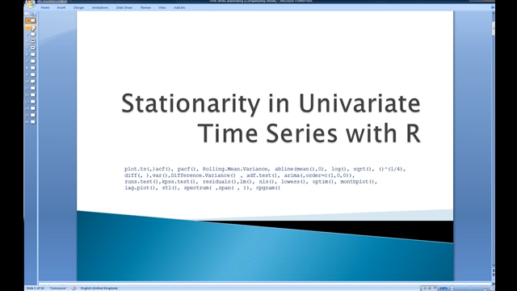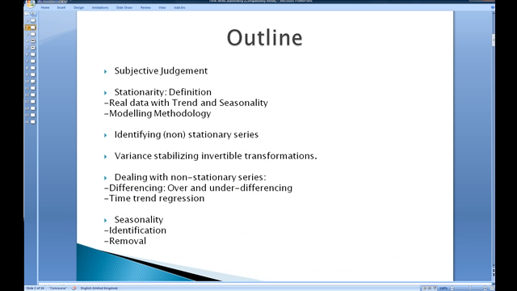Here's a quick outline of what we're looking to achieve. Initially, we're just going to talk about some of the subjective judgment that's needed in working with time series and establishing stationarity. We're then going to go into some details looking at what the definition of stationarity is from a theoretical point of view, how that relates to real data, which has trend and seasonality, and modelling methodologies.